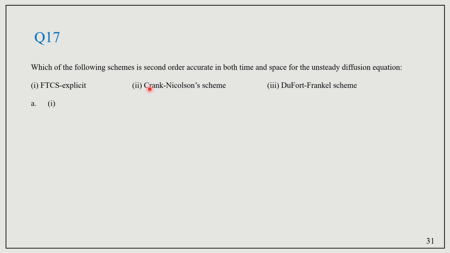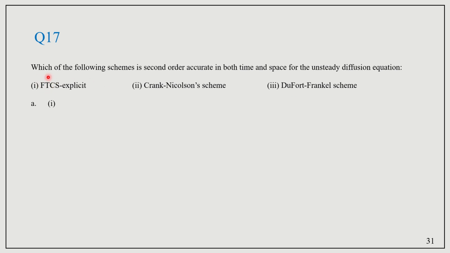So the Crank-Nicholson scheme and Dufort-Frankel scheme are actually second order accurate in time and space. When we saw the equation itself, we were seeing that. Whereas forward time central space is second order accurate in space, but it is first order accurate in time. So it is false. Whereas 2 and 3 are second order accurate in both time and space for the unsteady diffusion equation.